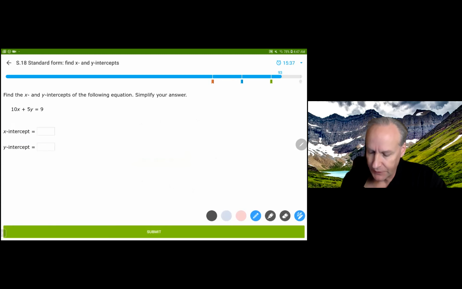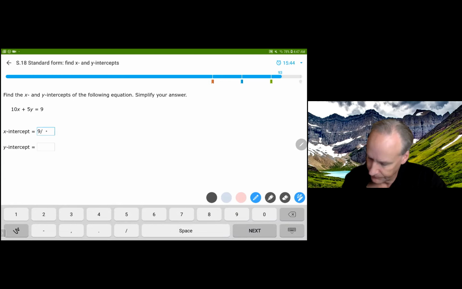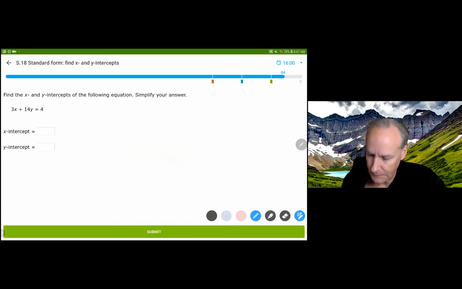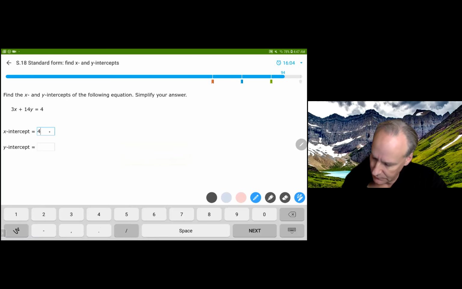And I'm just going to do a little bit quicker this time. For the x value, I get 9 over 10. And for the y value, I'm doing this in my head, basically, I get 9 over 5. I said 9 over 5. For the x value, I get 4 over 3. And for the y value, I get 2 over 7. I had to reduce that one.